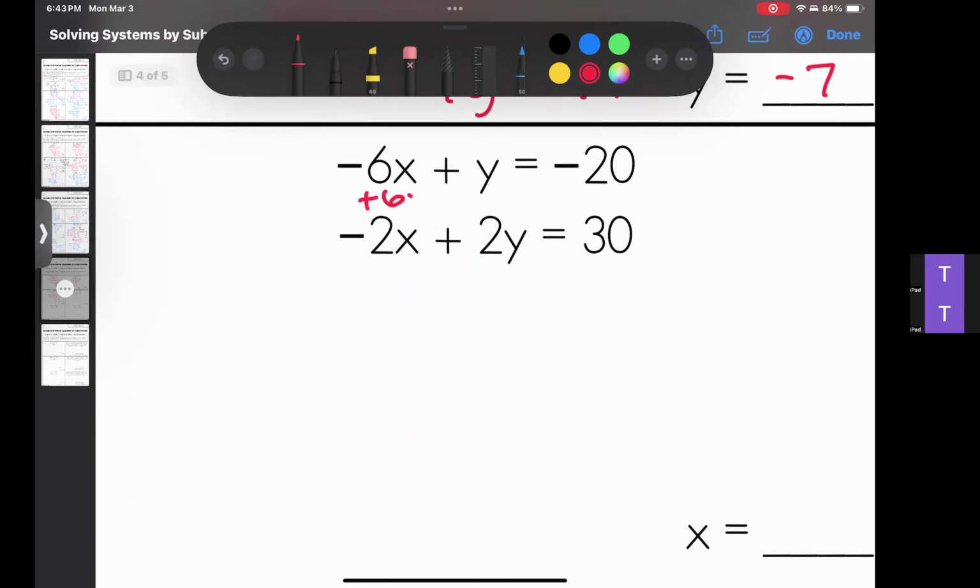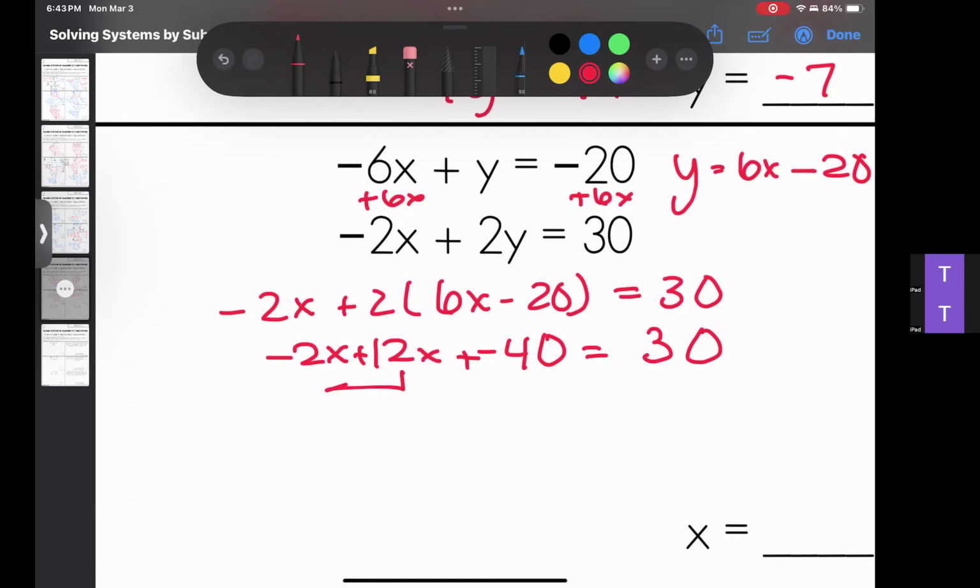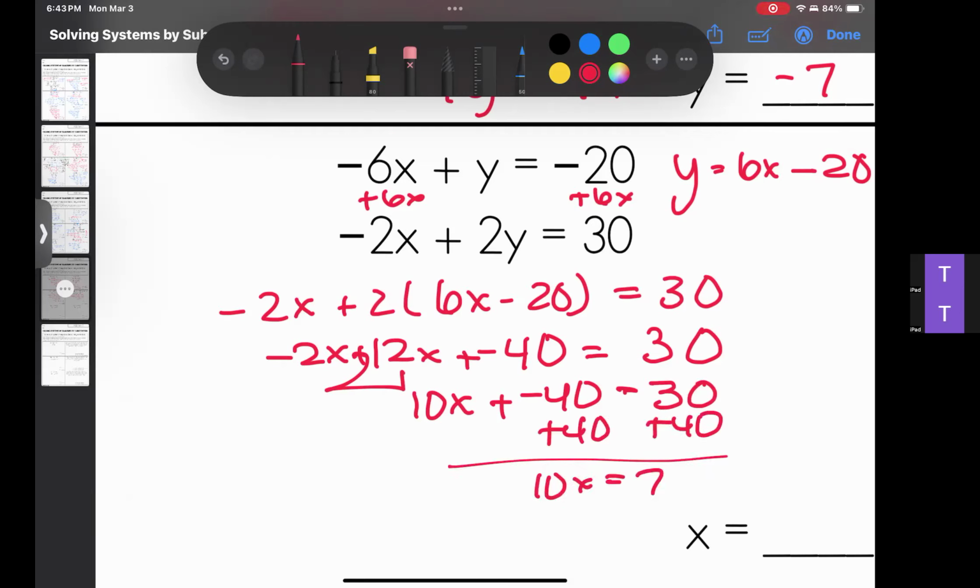All right, so add the 6x to both sides here. We have y is equal to 6x minus 20. So -2x plus 2 times 6x minus 20 equals 30. Distribute out that 2. X plus a -40 equals 30. That's going to give me 10x plus -40 equals 30. We're going to add the 40 to both sides. 10x is equal to 70. So x is equal to 7.